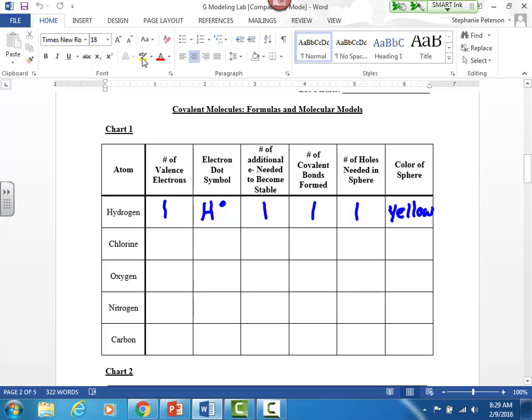How many valence electrons does chlorine have? 7. So its dot structure would need 7 dots. Does it matter what side you put the single one on? No, whatever side is most convenient. How many more electrons does it want? 1. How many bonds does it make? 1. So the holes have to be 1. And these are green.